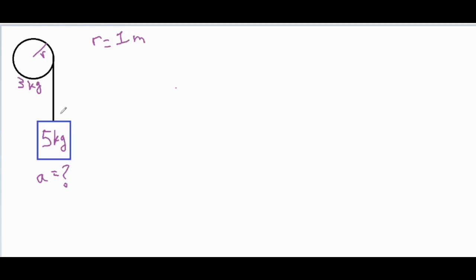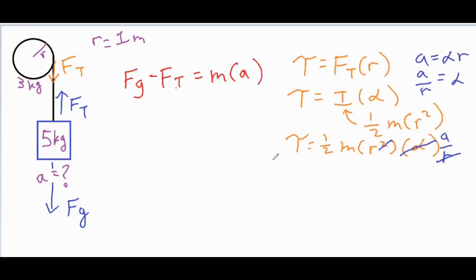All right, now for analyzing this block over here, we have the force of tension up and the force of gravity straight down. So just analyzing this 5 kilogram block, we can say that the block is trying to move down, so it has an Fg pulling it minus Ft, and that equals m times a. So we can go ahead and say 1/2 mRa equals FtR, and then also one of the R's is going to drop out.